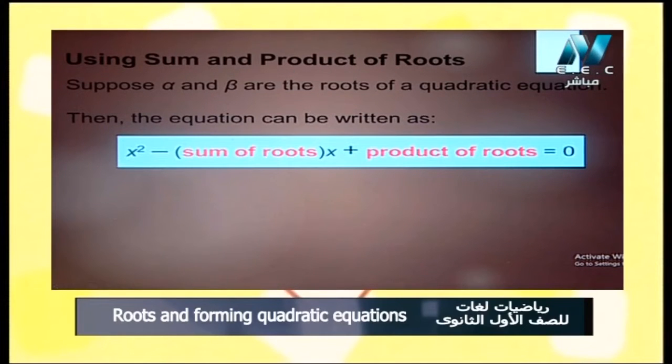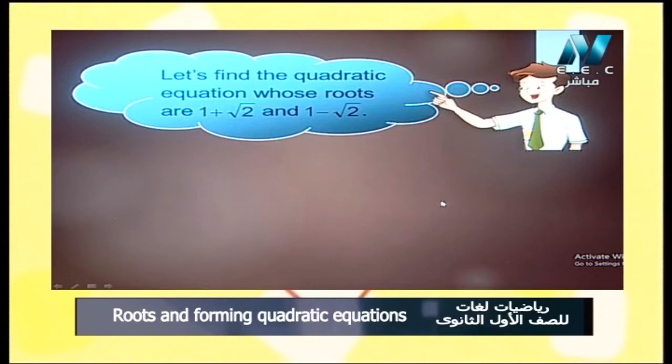Yes, using sum and product of roots, suppose alpha and beta are the two roots of the quadratic equation, then the equation can be written as x power 2 minus the sum of the two roots times x plus the product of the two roots equals 0. It's a new and easy form for us. Okay, Omar here is a happy man now.